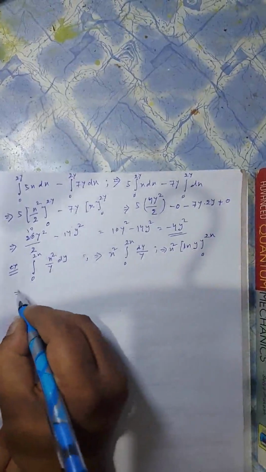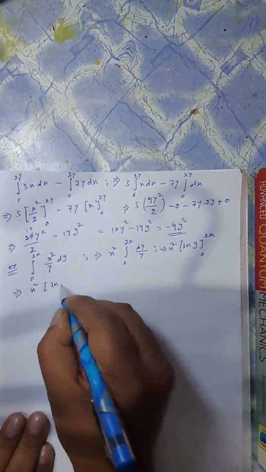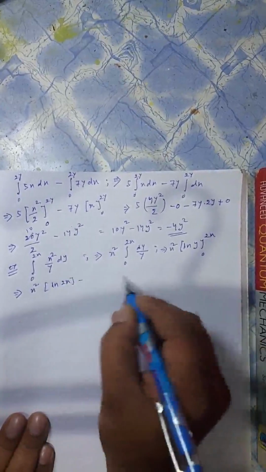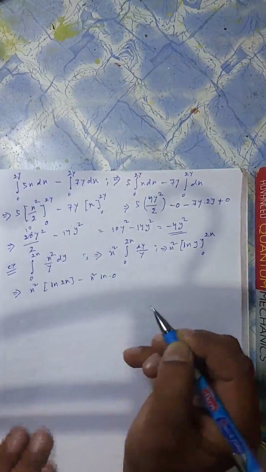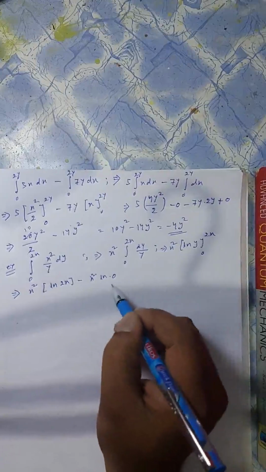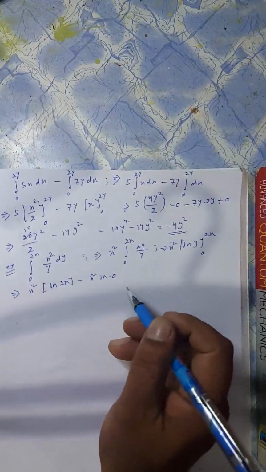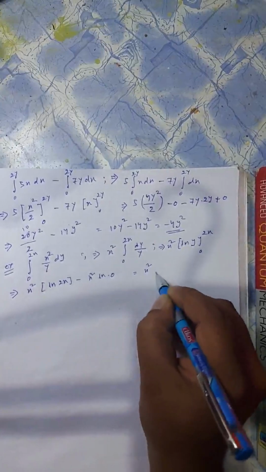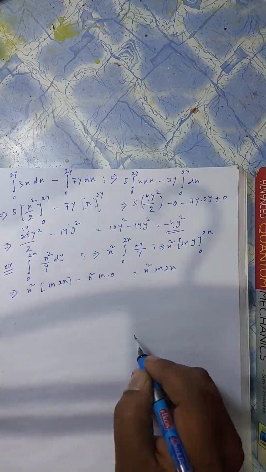So this value will come x square ln, in place of y I write 2x, minus 0, so x square ln 0. ln 0 value will not come, otherwise it will come x square ln 2x. This is the answer. Okay.